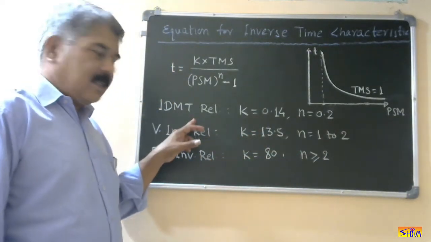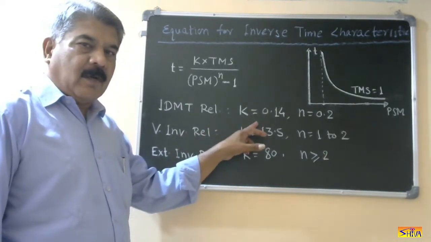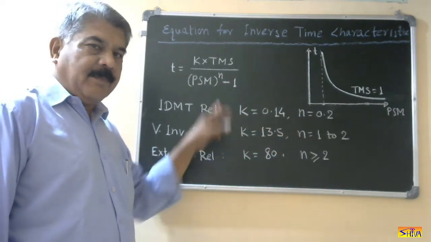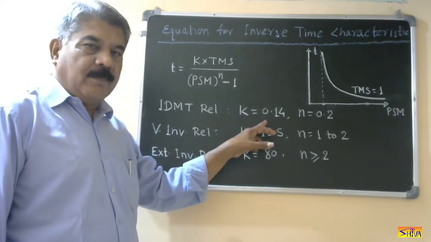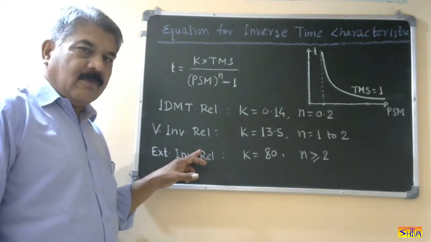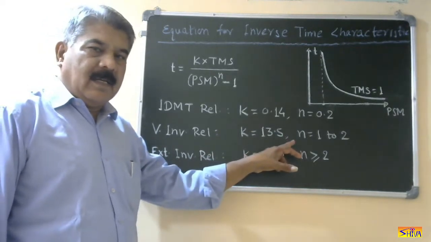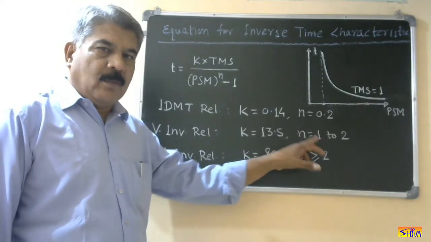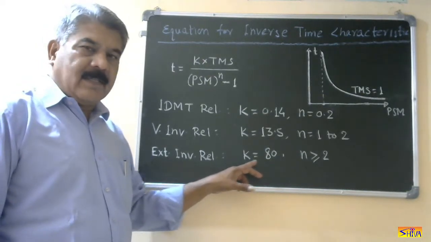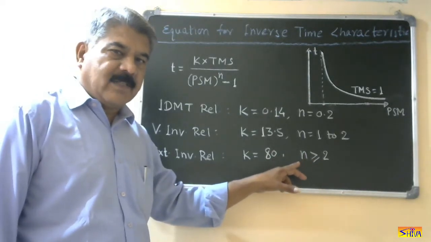Now, if it is inverse definite minimum time relay, that is IDMT relay, K is 0.14 in this equation and N is 0.02. For IDMT relay, K is 0.14 and N is 0.02. If it is very inverse relay, then K is 13.5 and N can be any value from 1 to 2. Normally, we take this as 1. For extremely inverse relay, K is 80 and N is greater than or equal to 2. Normally, we take this as 2.